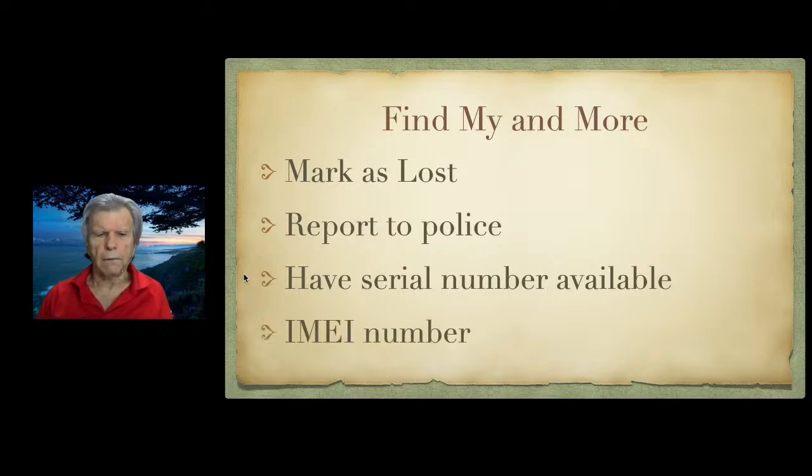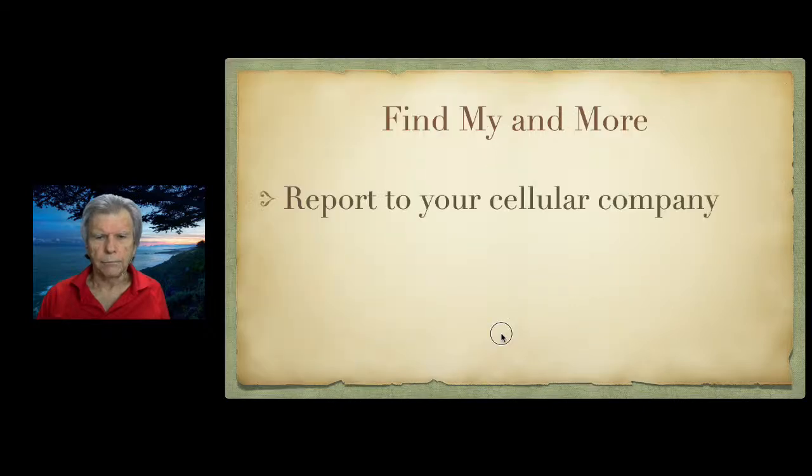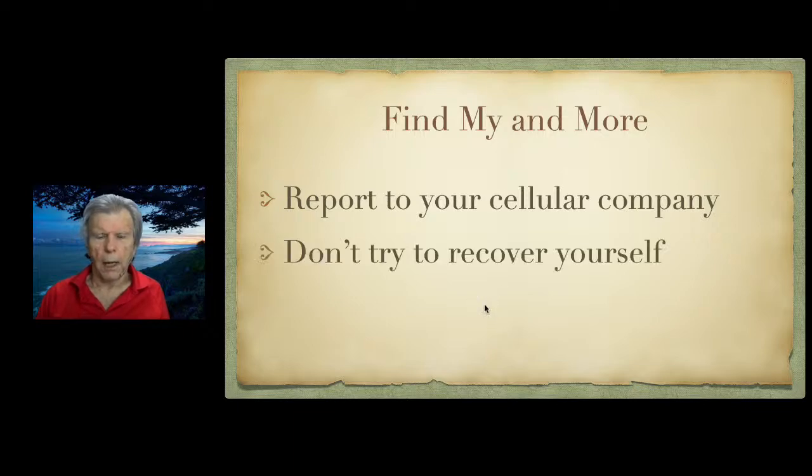And also, you should have on record the IMEI number. And both of those numbers on your iOS device you find by going to Settings, General, About, and then they'll be listed down there. So have those written down in some place other than your phone or your iPad, where you can get to them if you need them and you don't have your phone or your iPad. So you need to report it to your cellular company if it's lost. And if you do find it on the map, you should not recover it by yourself.